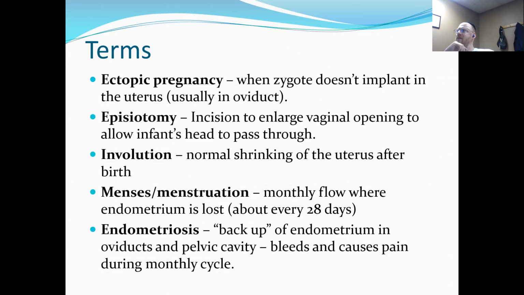So endometriosis is essentially where the inner lining of the uterus builds up to such a degree where abnormal bleeding and pain can occur during the monthly cycle. And this can be obviously very painful and very debilitating for women who do experience this.